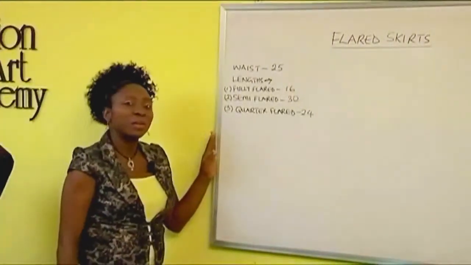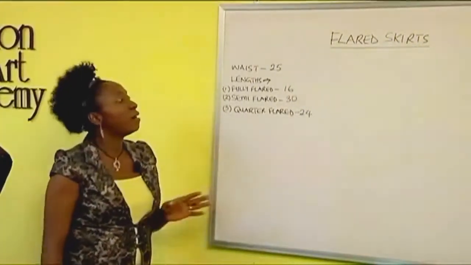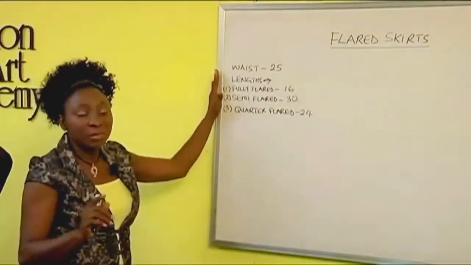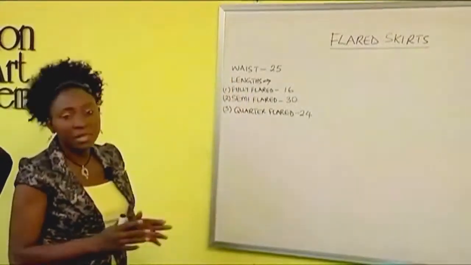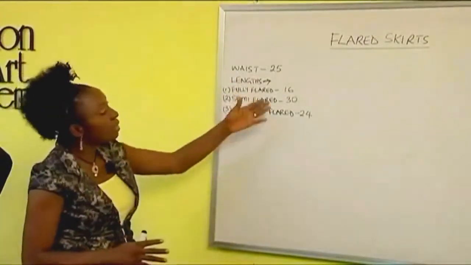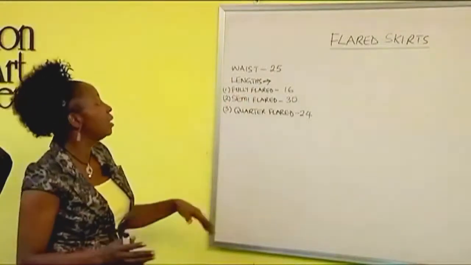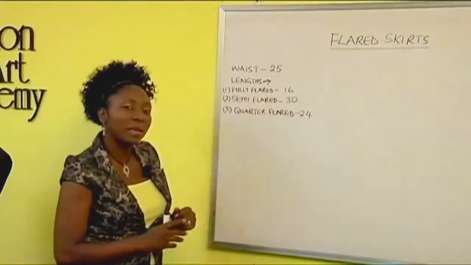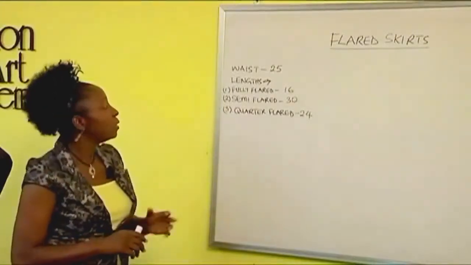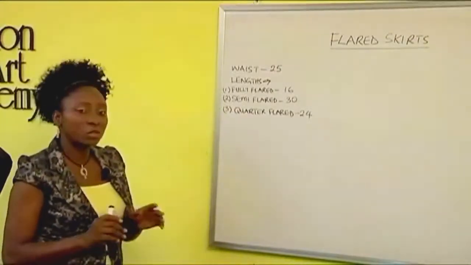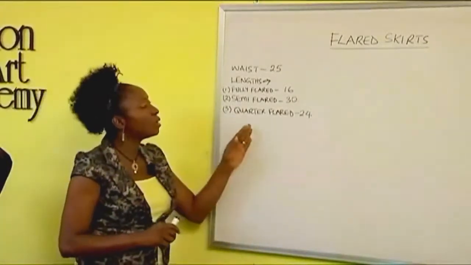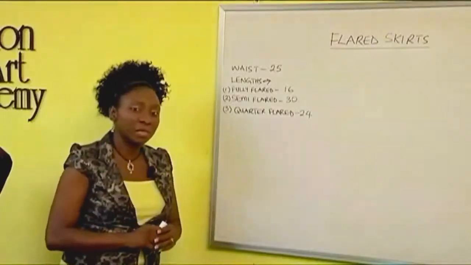These are the measurements we're going to use to make our skirts. We have the waist, which is a known measurement. Our waist is 25 inches. That's what we're going to be using to make the skirt. Now we have three different lengths here to practice with. We have our fully flared length here, a mini length, which is 16 inches. Then we have the semi-flared length, which is going to be quite long. We're going to use 30 inches for that. Then the quarter flared we're going to use as 24 inches.